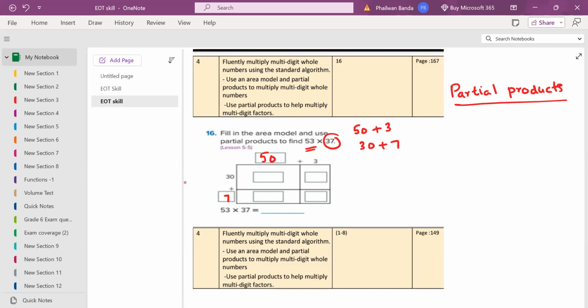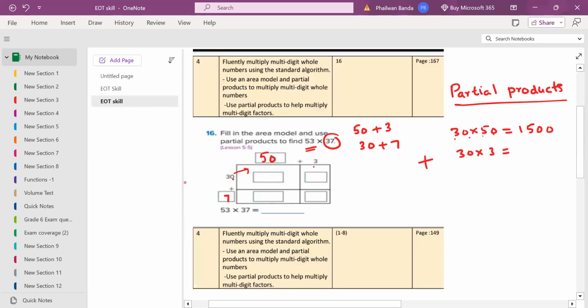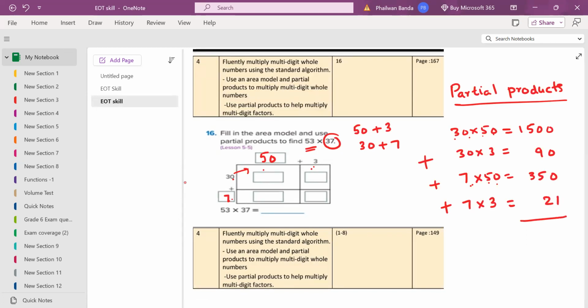Now what do we do? We multiply 30 and 50. So how will you multiply 30 and 50? 30 multiplied by 50 is 3 multiplied by 5 is 15. And you can put 2 zeros, 1500. Okay, plus. Again, 30 you multiply with 3. 30 multiplied with 3 is 90. In the same way, multiply this 7 with 50. 7 times 0 is 0. 7 times 5 is 35, so 350. Again, multiply 7 with 3. 7 multiplied by 3, how much will you get? 21. Now what will you do? You add all the numbers.